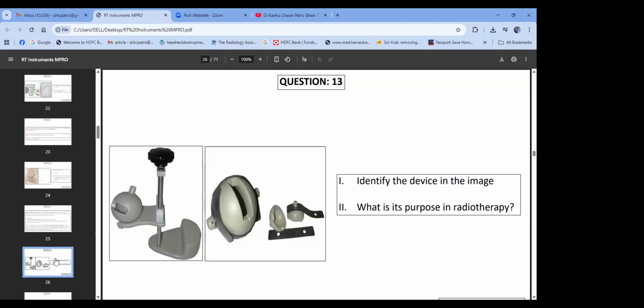Which all clinical scenarios can you think of for using a testicular shield? Sir, in pelvic irradiation, if a male who is yet to complete his family has a CA rectum and undergoes radiotherapy, then we can use a testicular shield.